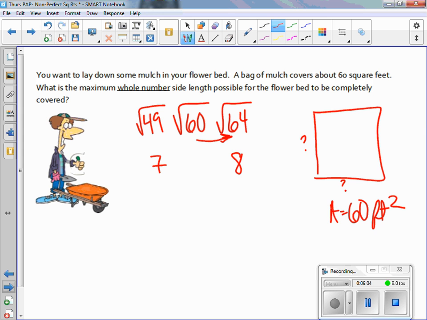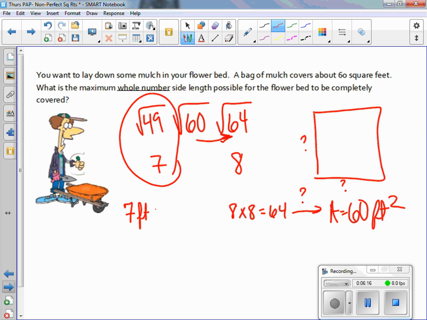Now, 60 is definitely way closer to 64. However, if I had an 8 by 8 garden, I'd have 64 square feet. Do I have enough to cover that? No. So the maximum that I can use is 7 feet by 7 feet. So a 7-foot by 7-foot garden would only be 49 square feet, and I have 60 square feet worth of mulch. So yes, I'd have enough, and there would be a little bit left over.